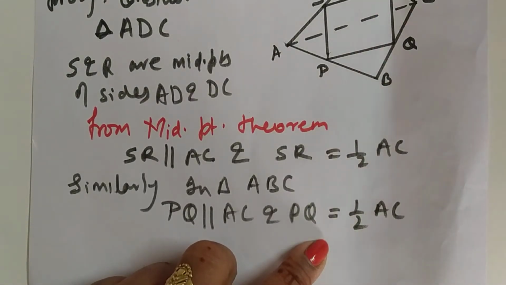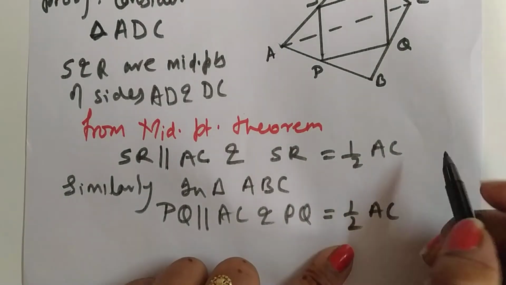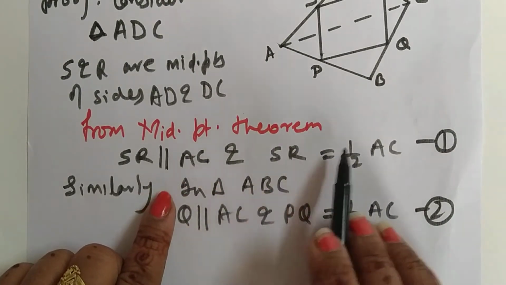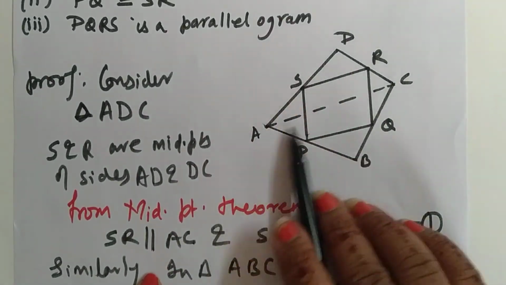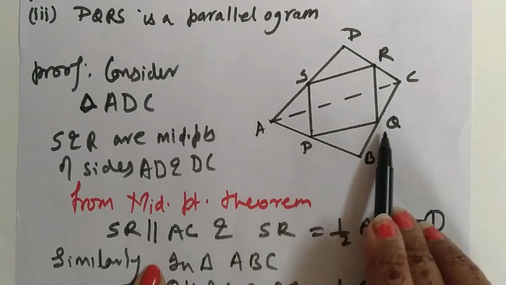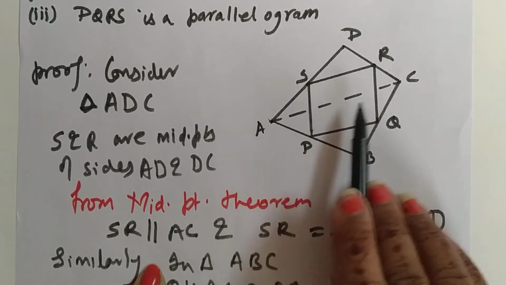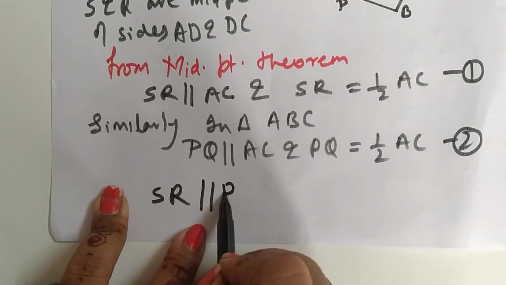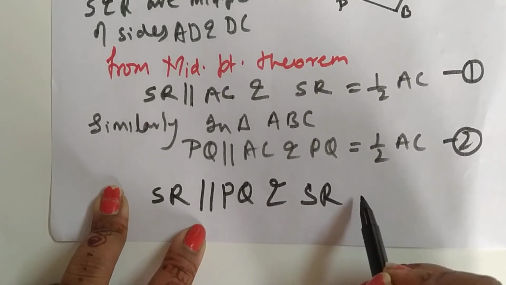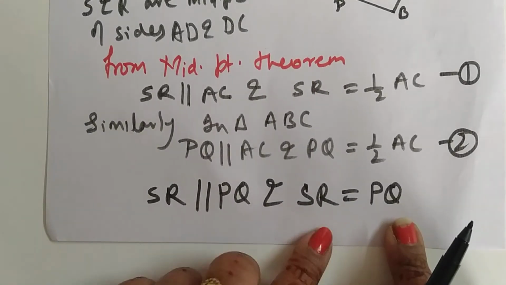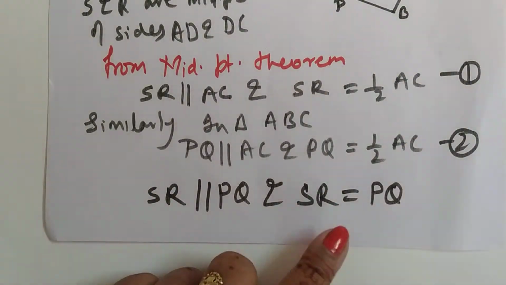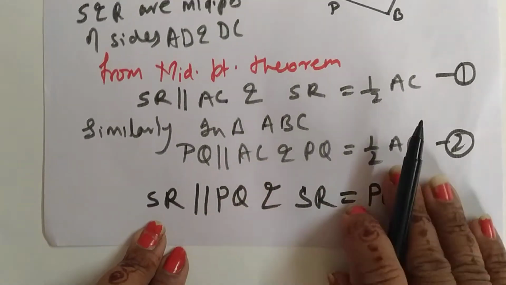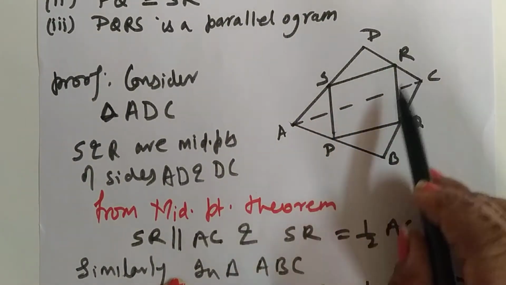So now, this is the first equation and this is the second equation. We can see SR is parallel to AC and SR is half of AC, and PQ is parallel to AC and PQ is half of AC. So we can say that SR is parallel to PQ and SR is equal to PQ. Why? Because SR is half of AC as well as PQ is half of AC.